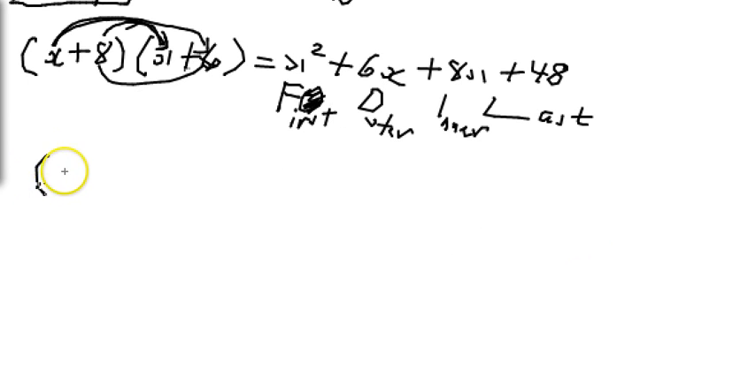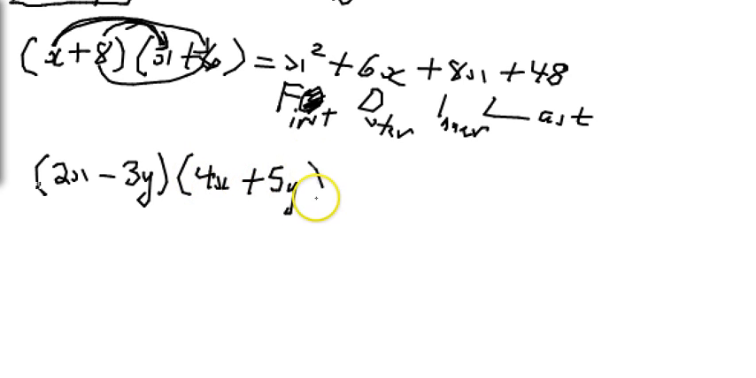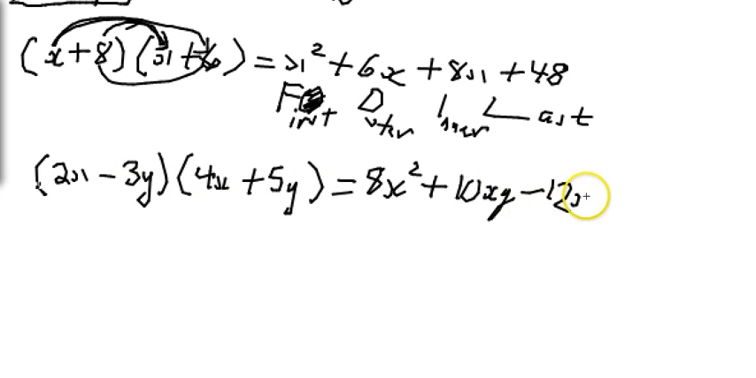Okay, let's do one more. Let's say we have 2x minus 3y times 4x plus 5y. Now we're going to get 4 products, right? So the first, 2x times 4x will give us 8x squared. The outer, 2x times 5y, is plus 10xy. The inner product, the negative 3y times the 4x, is minus 12xy.